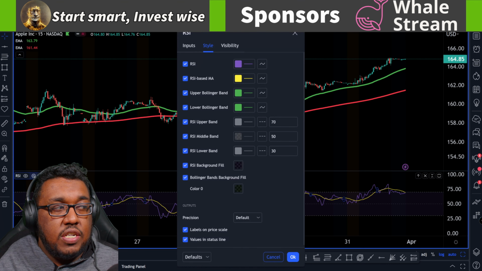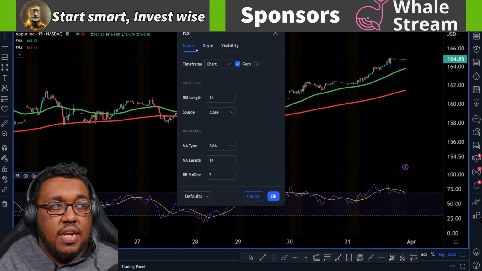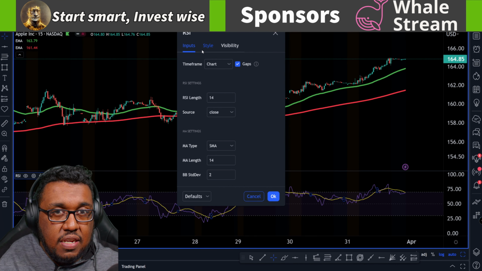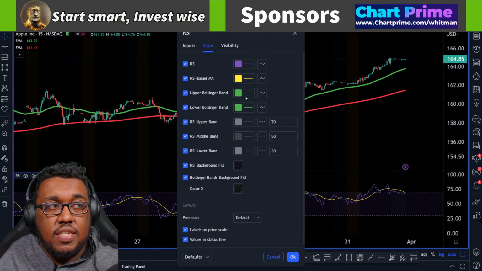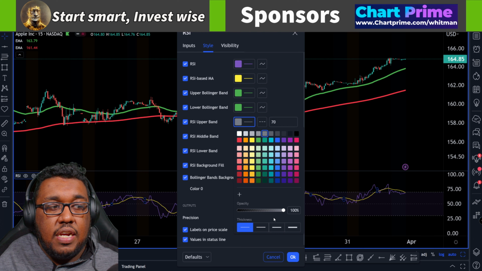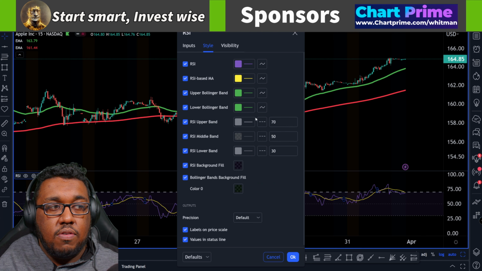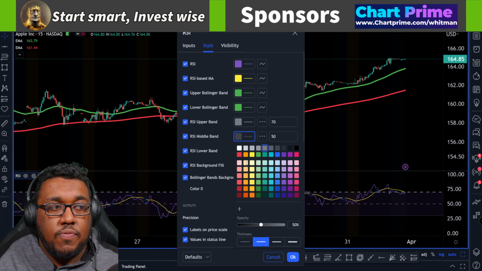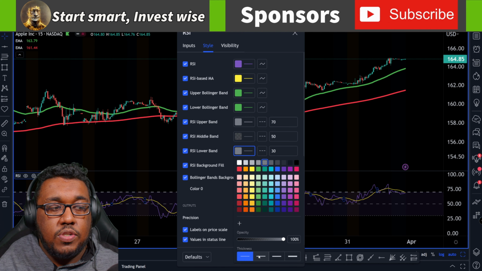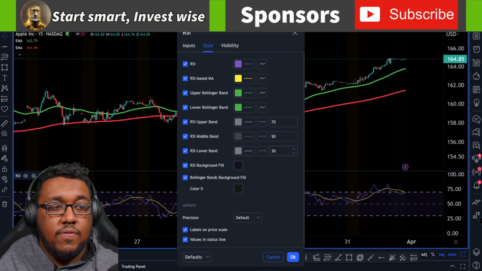The last thing we're going to change right here is the RSI. I want you guys to go over here to the inputs. Nothing there is changed. I want you guys to go over here to the style and all you're going to do is go over to the upper band and the lower band and make these lines a little bit thicker. Usually level 2 works, all right? Middle band can be level 2 as well. A lower band can be level 2 as well here.